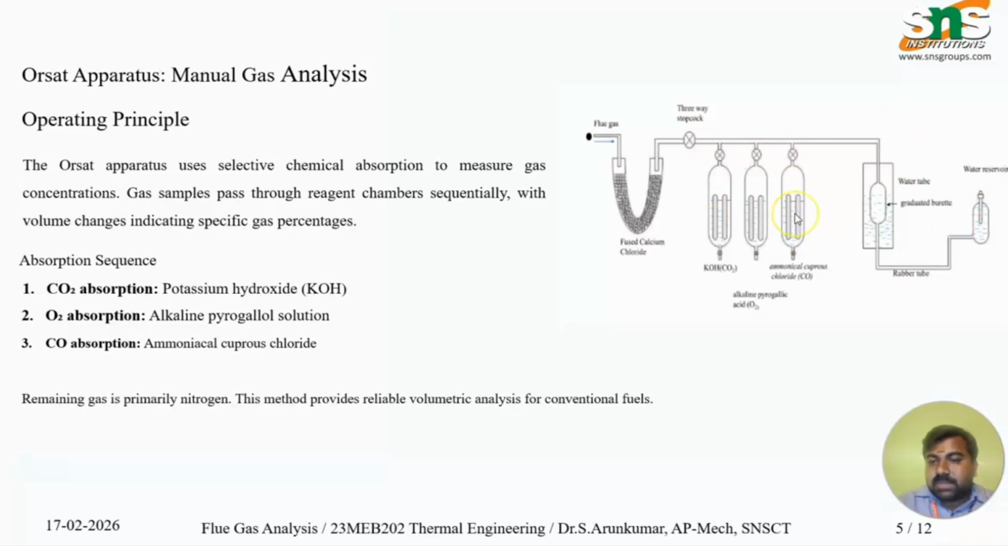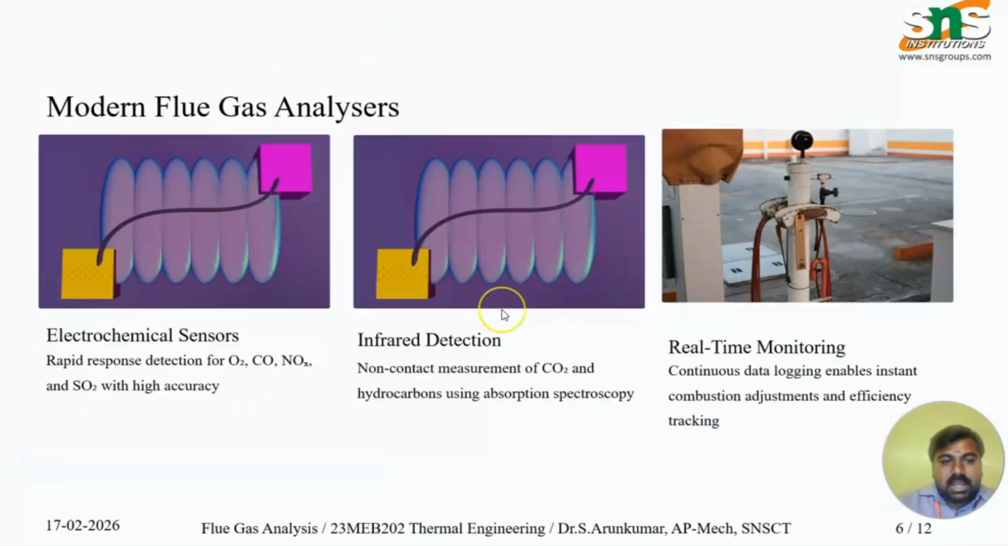Once the absorption of CO2 is completed, the level of the water rises through this burette, and after some time it reaches some limit. The height difference indicates the percentage of carbon dioxide. The same procedure is repeated for the absorption of oxygen as well as the absorption of carbon monoxide. So the absorption sequence is carbon dioxide absorption, oxygen absorption, and carbon monoxide absorption.